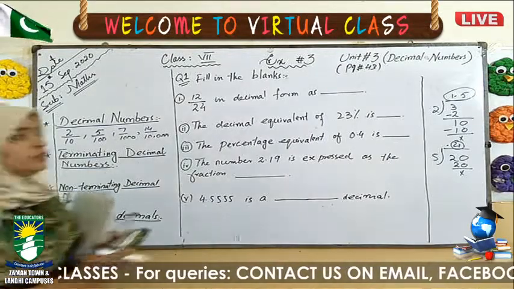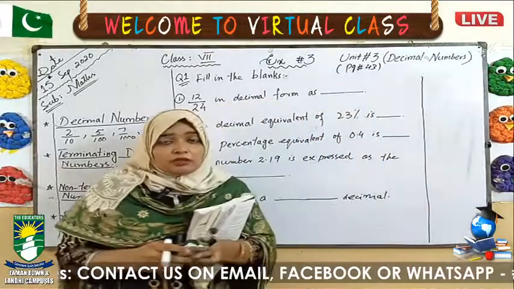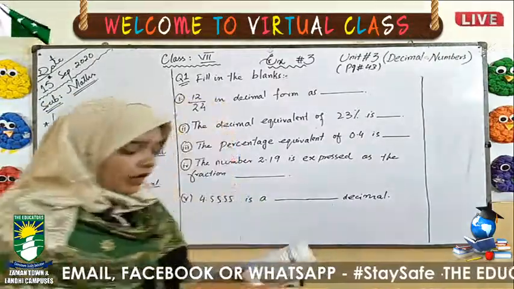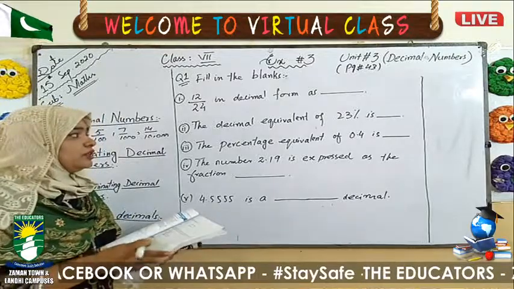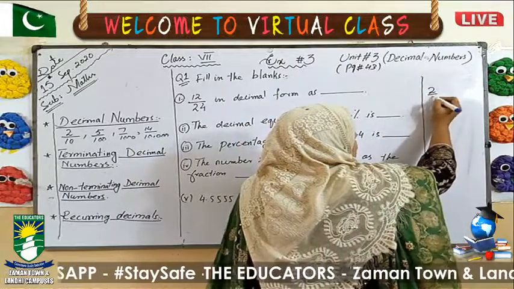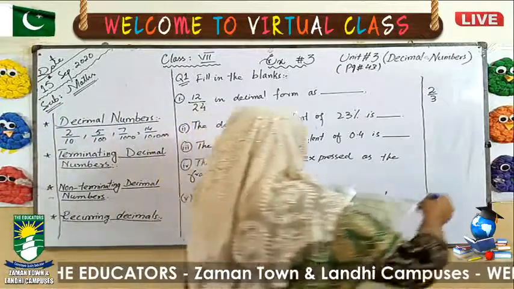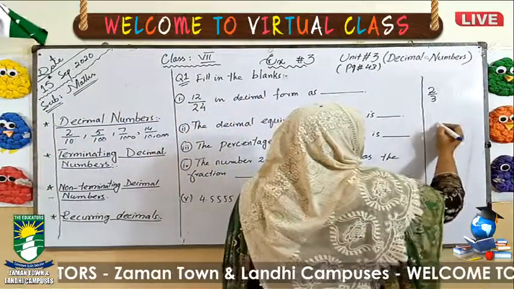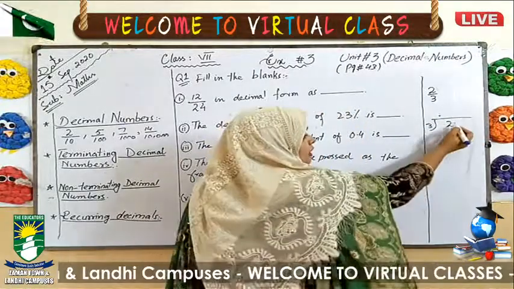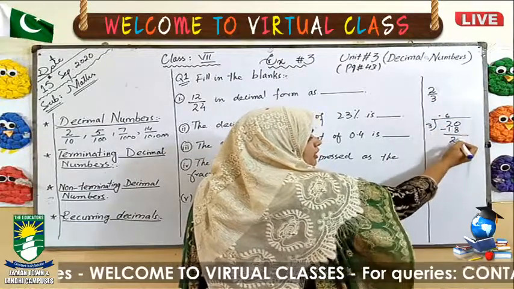What do you mean by the non-terminating decimal number? Non-terminating decimal numbers are those numbers which give you an infinite number of divisions after division. For example, if you divide 2 by 3, we use a decimal. After the decimal, we write here a 0. 3 sixes are 18. Then we have a 2. We have a decimal 0.